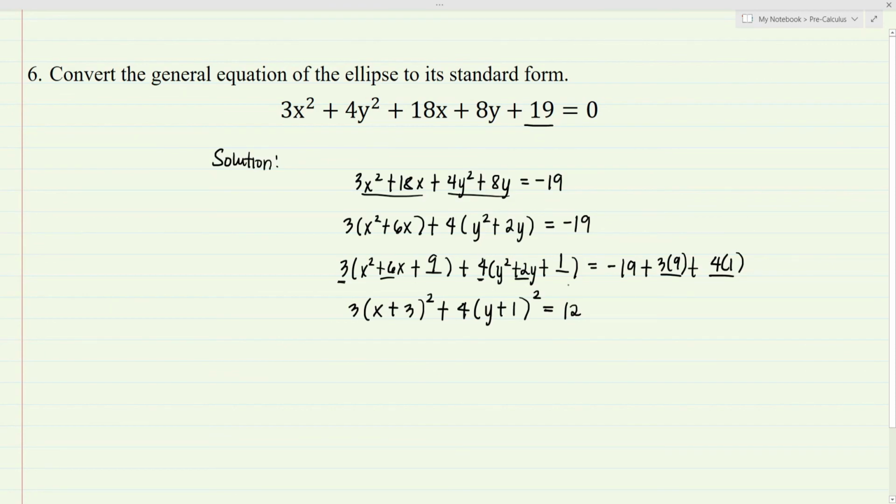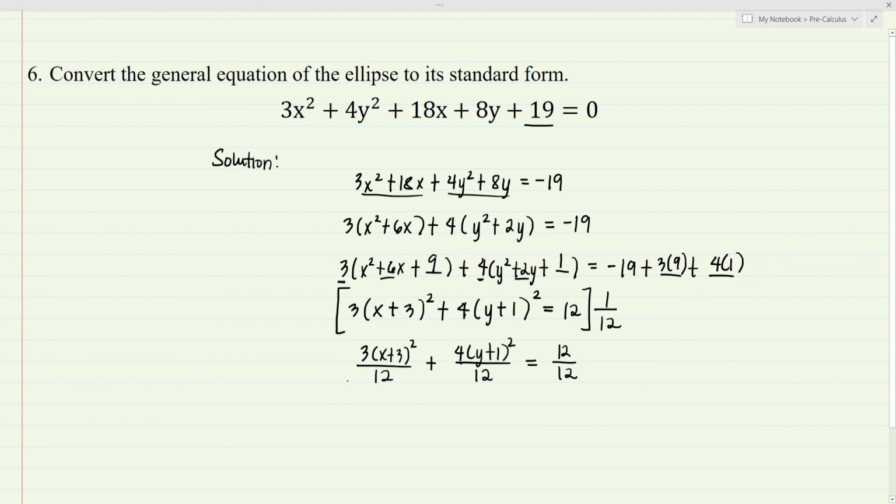Next step, divide both sides by 12. So if you do that, I will have here 3 times x plus 3 squared over 12, followed by 4 times y plus 1 squared over 12. Then on the right side, I have here 12 over 12. Last step, simplify the fractions.